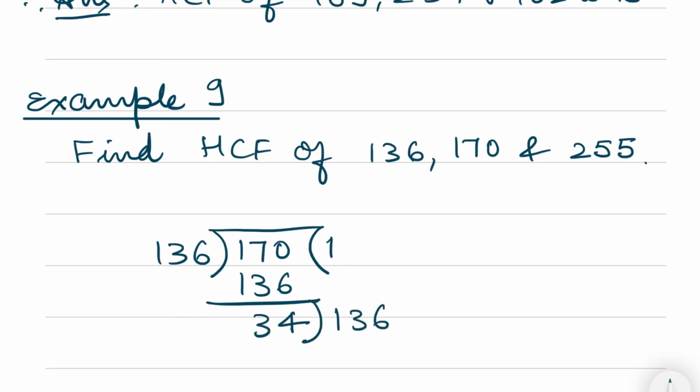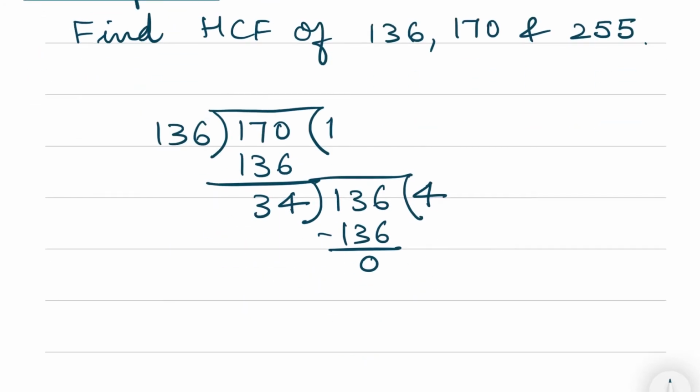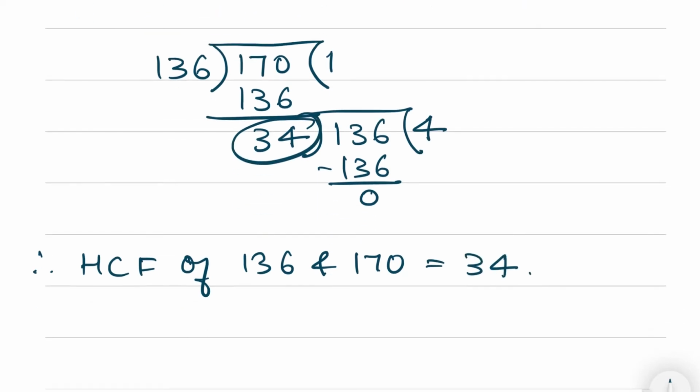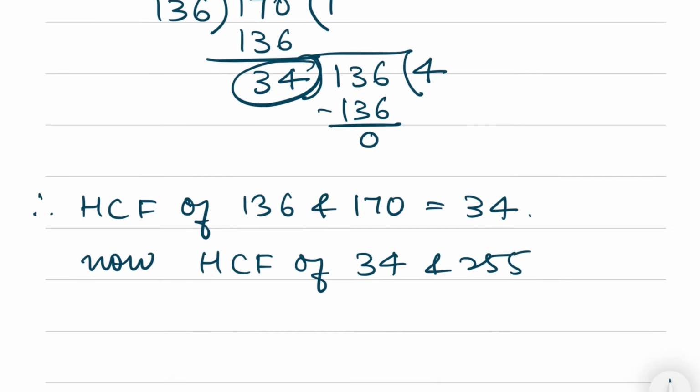The previous divisor 136 becomes the dividend. We have 4 times 34 is 136. So we get the remainder 0. So therefore the HCF of 136 and 170 is equal to 34, the last divisor.